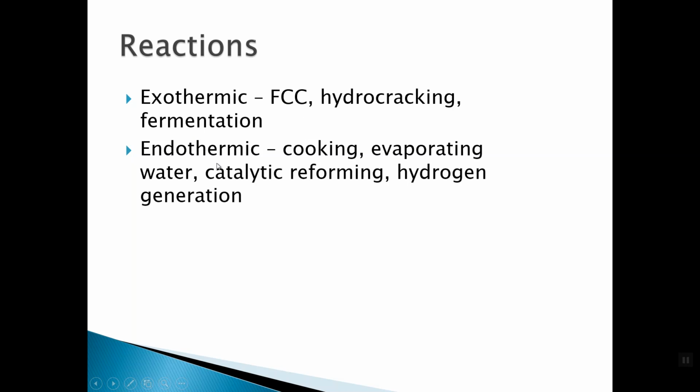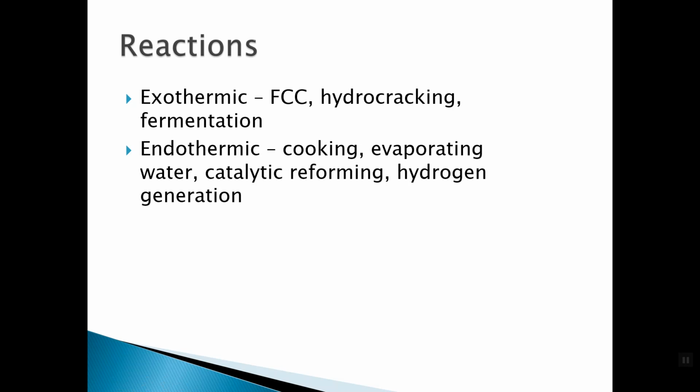Endothermic reaction is catalytic reforming, hydrogen generation at the oil refinery. Or an example you have at your house is cooking, right? So if you're frying eggs on a skillet, you take that raw egg and turn it into a cooked egg. What's it take to get there? It takes heat, right? Endothermic means it takes in heat. It takes heat to make the reaction happen. Exothermic, it gives off heat.